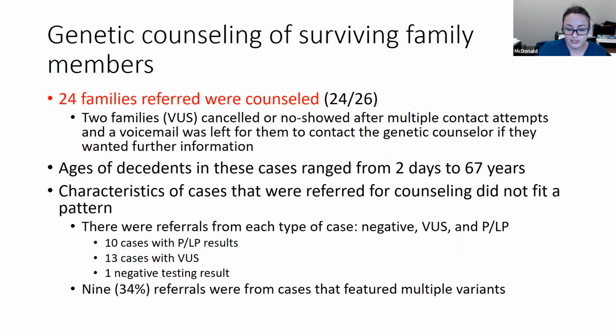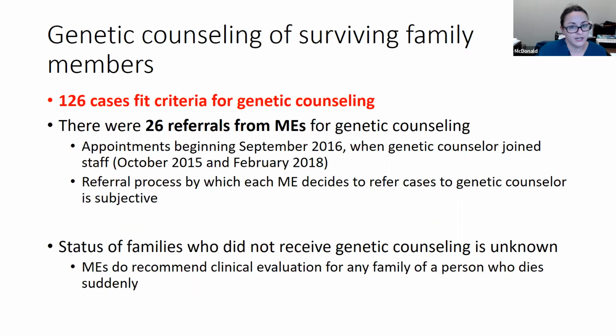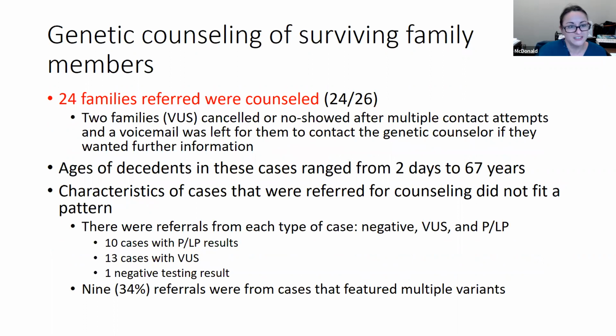So of the 26 families that were referred for genetic counseling, 24 of the referred families were counseled. So 2 of those families canceled or no-showed. The decedents for these cases had an age range from 2 days to 67 years.